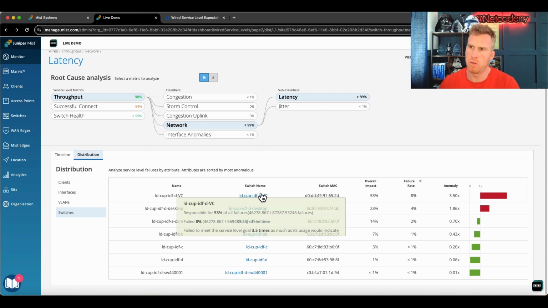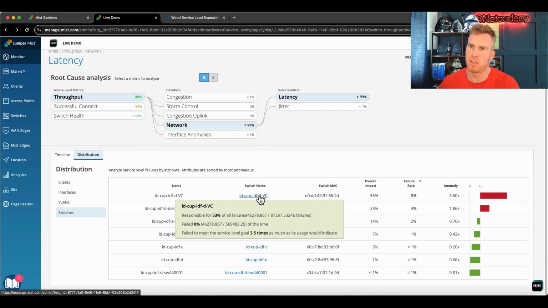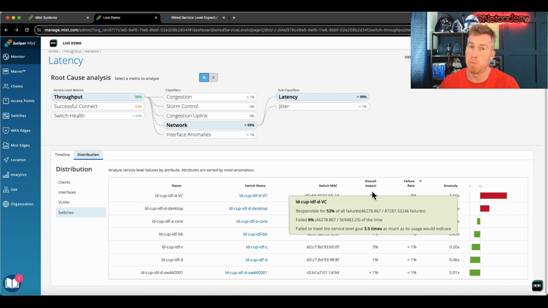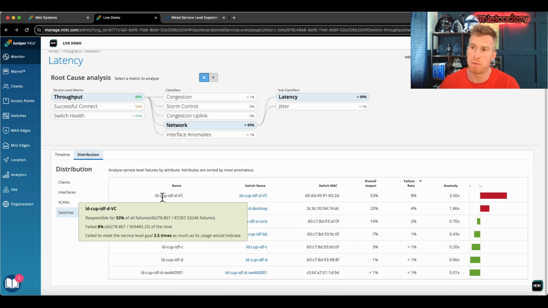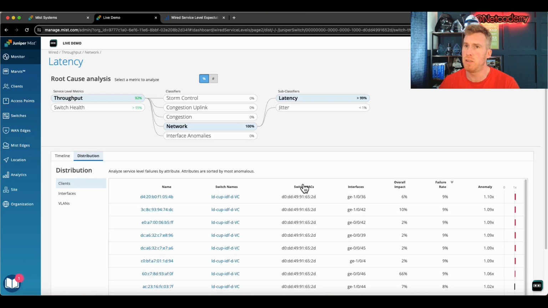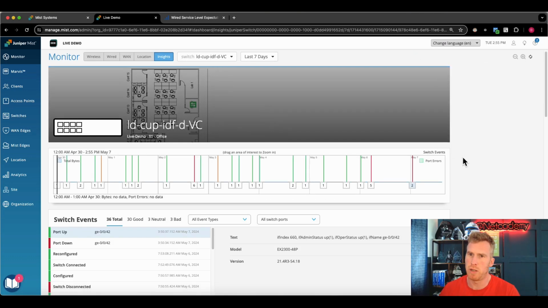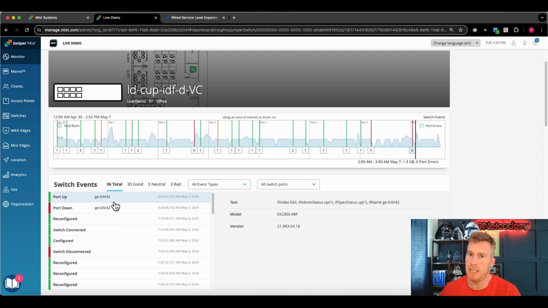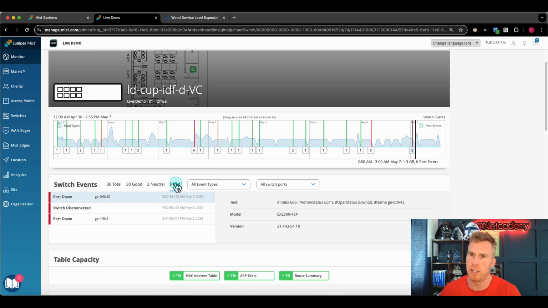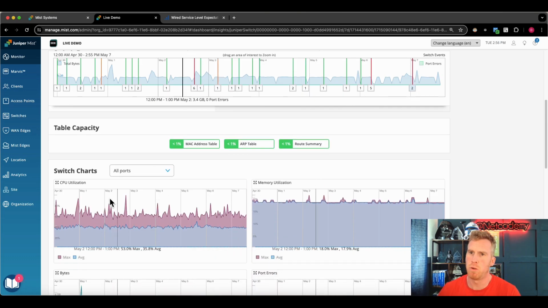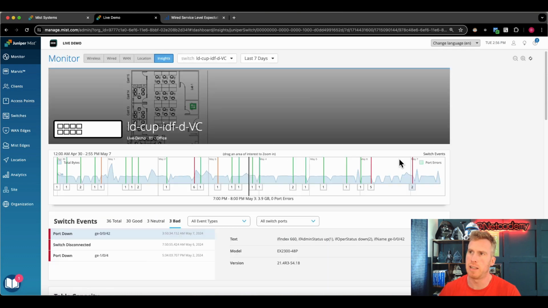What you can also do is go into the switch. This switch here has contributed the most to not meeting that SLE, at 53%. We can go into the switch, into View Insights, and see how this switch is actually performing, because you can see immediately there's been a port going up, a port going down, maybe a few misconfigurations, or just a new switch being disconnected. So maybe there was a configuration error that increased that latency. And of course, what is the CPU utilization, and a lot more.